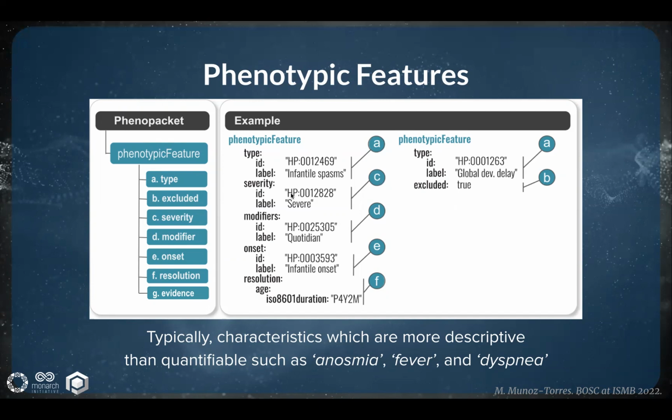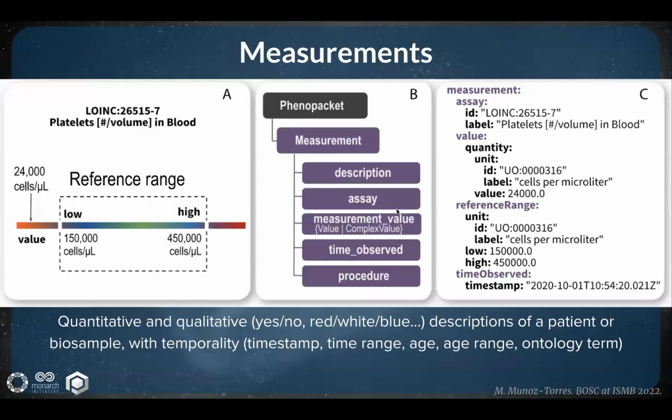We also include information about its severity, modifiers, onset, resolution, and evidence codes, which is information that can be provided to represent the evidence for an assertion, but not included here in the example. So this example on the right shows a phenotypic feature that can be understood as severe, daily, infantile spasms, which first occurred in infancy and then resolved at age 4 years and 2 months in a child without global developmental delay. Next up, the measurement element.